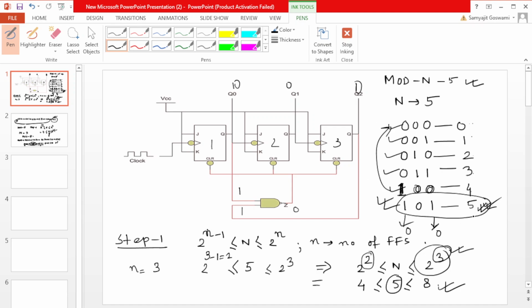For a very small amount of time we can see this value also, but in this way we can avoid the 101 condition. So this is the design of the mod n counter.